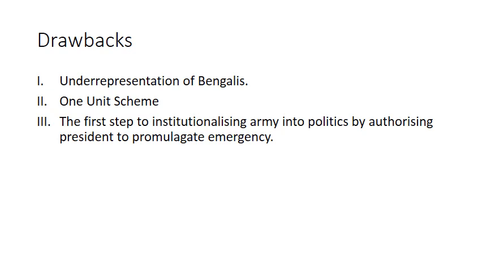Another drawback was the One Unit Scheme. Through the One Unit Scheme, all 4 provinces of West Pakistan, that were Khyber Pakhtunkhwa, Sindh, Balochistan and Punjab, were grouped together into a single unit, and West Pakistan was made one province. This scheme had a number of drawbacks. The very first drawback was that many politicians who were doing regional or provincial politics could not get a chance to take an active part in politics. They were against this scheme, so they created many troubles. And the last drawback was that it was the first step toward institutionalizing the army in politics by authorizing the president to promulgate emergency.